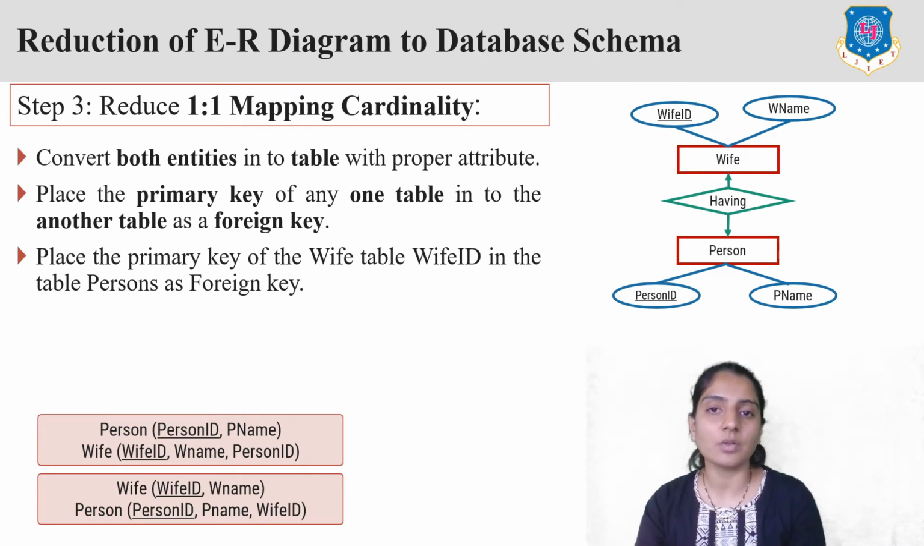So we can reduce the one-to-one mapping cardinality by creating the table of the relationship, which in our example is having. So here we have three tables. One is for the person entity, another is for the wife entity, and another is for the having relationship.